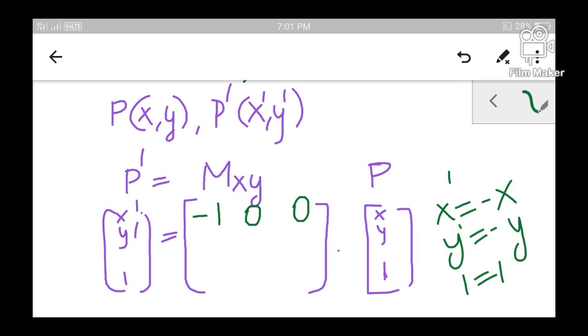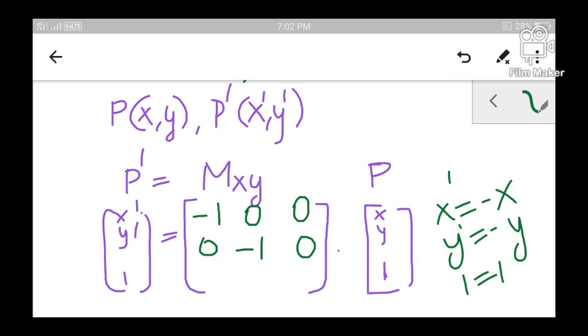Let us multiply the first row with the column. Minus 1 into x plus 0 into y plus 0 into 1. Clearly equation becomes x dash equal to minus x. Writing the second row such that you will get the equation y dash equal to minus y. In the second equation there are no values related to x, so the first value will be 0, last parameter will be 0, value written over here will be minus 1, such that when you multiply the second row with the column matrix, equation goes like this: 0 into x plus minus 1 into y plus 0 into 1, giving you y dash equal to minus y.